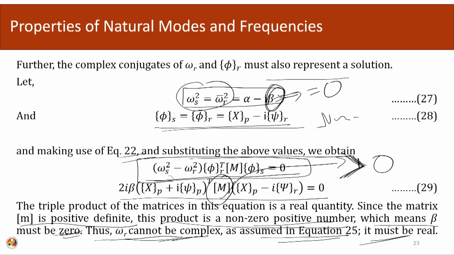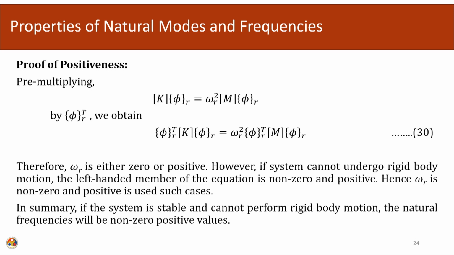This is how we prove that the frequencies and mode shapes are real numbers, not complex numbers. We started with the orthogonality, then we proved the independence of the modes, and then we proved that the frequencies and mode shapes are real numbers. So, we have proved the orthogonality, independence and the realness of the frequencies and the modes. Moving ahead, proof of positiveness.